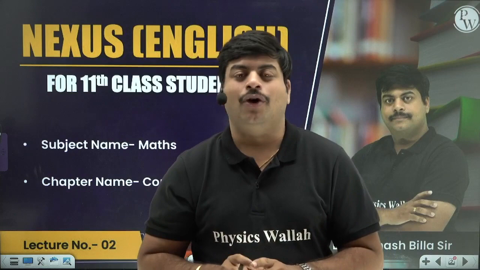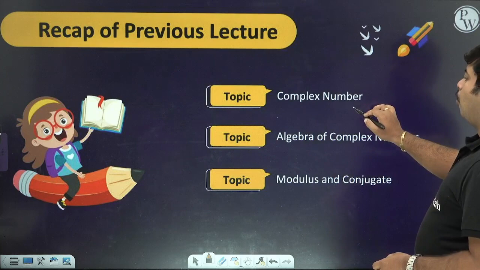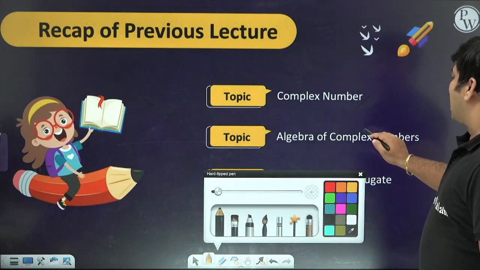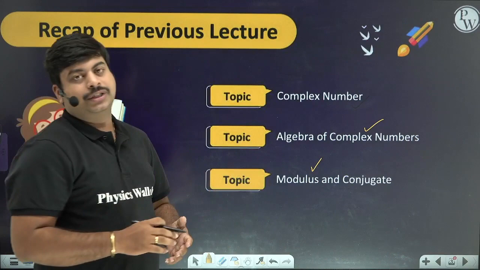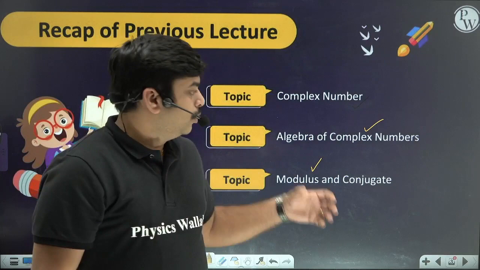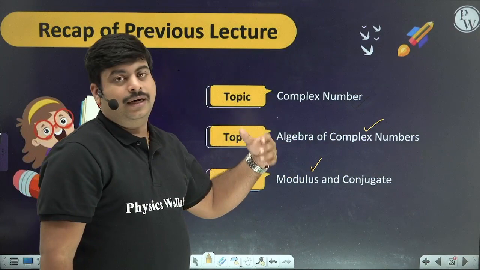So what we discussed earlier, if you can see, we discussed what is a complex number, and what is the algebra of complex numbers, like how to add, subtract, multiply and divide, okay? And the next one we went with was modulus and conjugate, what is the modulus of a complex number, as well as the conjugate. Using those two, we have discussed some properties as well. And we also discussed how to find the multiplicative inverse, so simply the reciprocal of a complex number, okay?